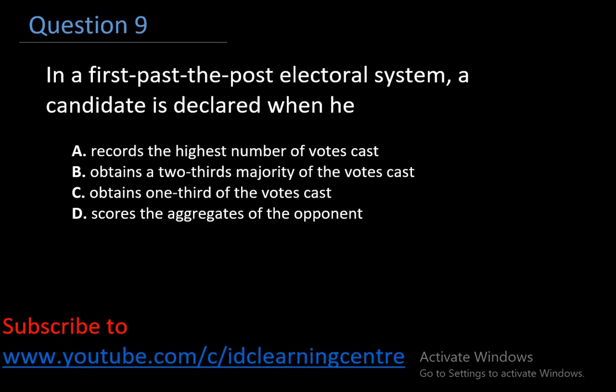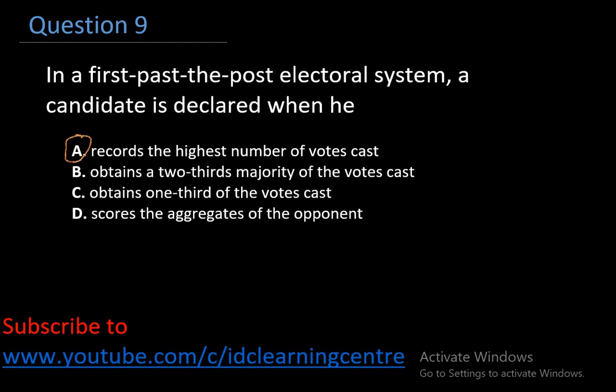In a first-past-the-post electoral system, a candidate is declared when A, records the highest number of votes cast, B, obtains a 2/3 majority of the votes cast, C, obtains 1/3 of the votes cast, D, scores the aggregate of the opponent. The right answer is A. In a first past the post electoral system, a candidate is declared when he records the highest number of votes cast.